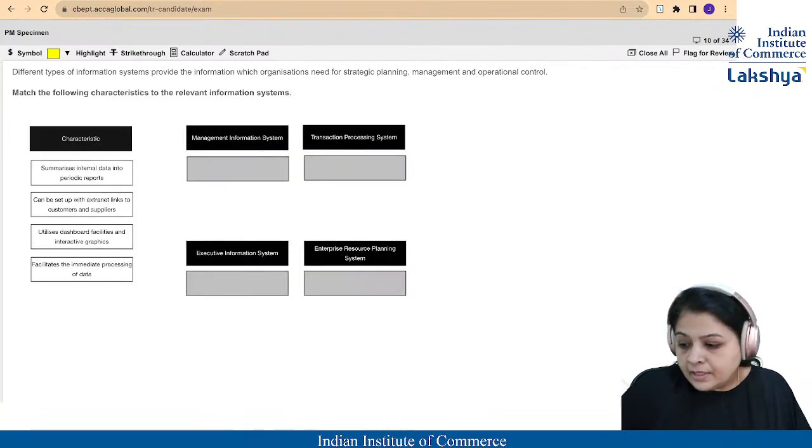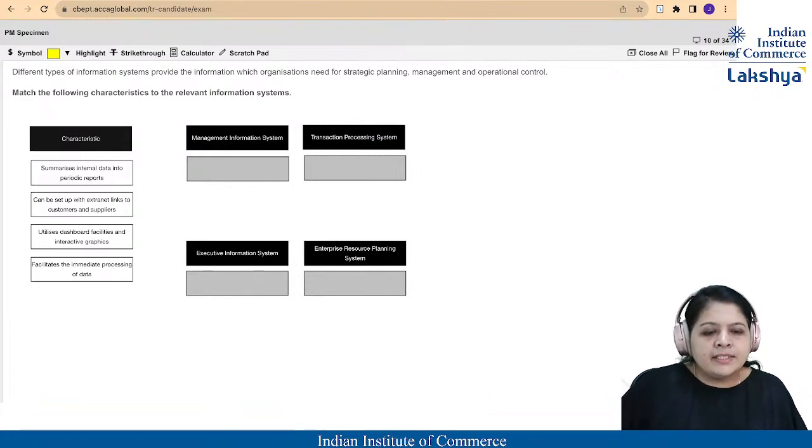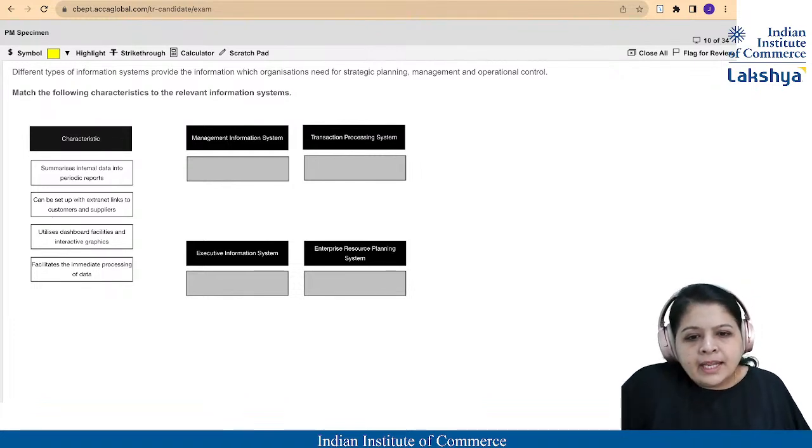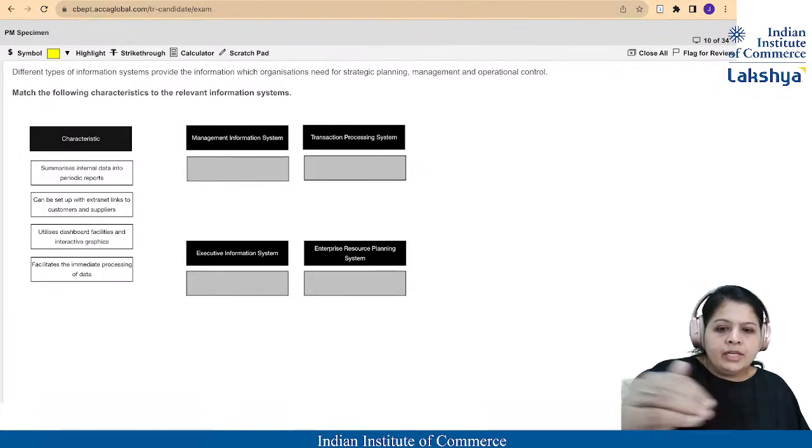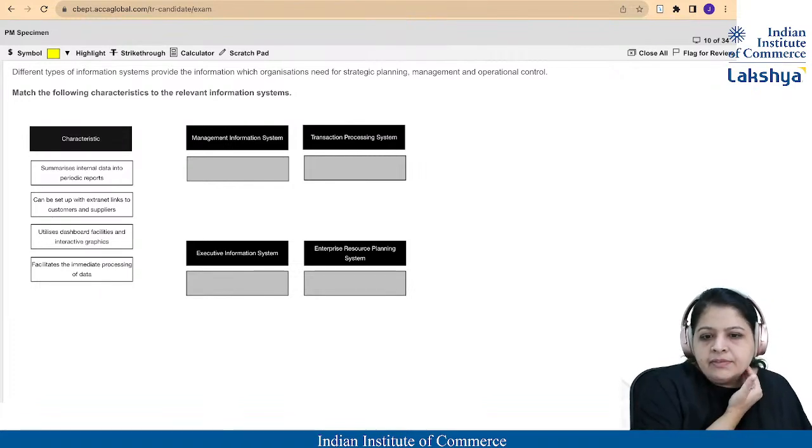Again, a theory. Now, what does this say? It says that different types of information system provide the information which the organization needs for strategic planning, management, and operational control. Match the following characteristics to the relevant information system. Right now, here we have transaction processing system, management information system, ERPS, and EIS. When we talk about transaction processing system, this is something that we need to relate to the characteristics, with MIS, EIS, and ERPS. Let's see the first one.